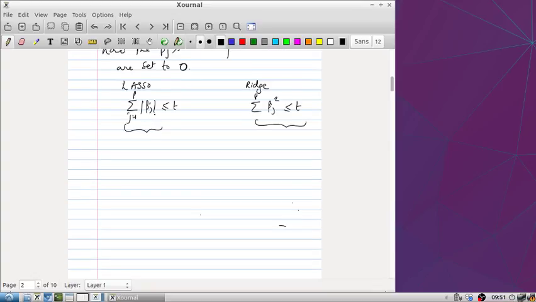Now these sets, so this is a set, right? This is like saying, tell me what betas satisfy this constraint.